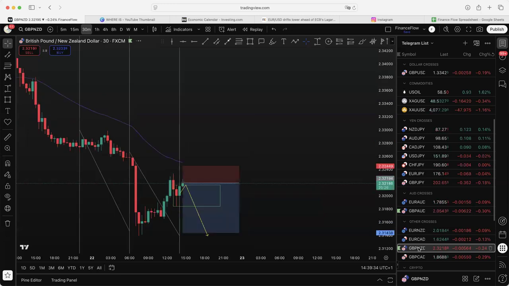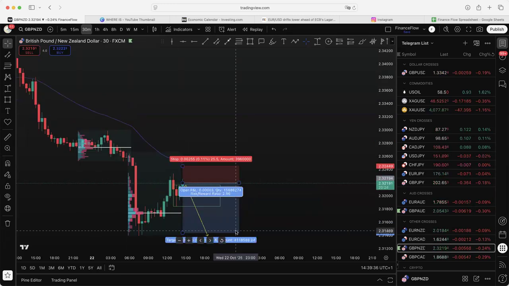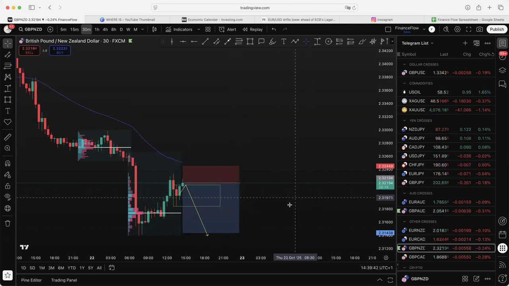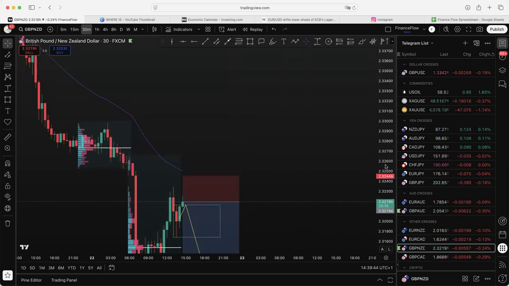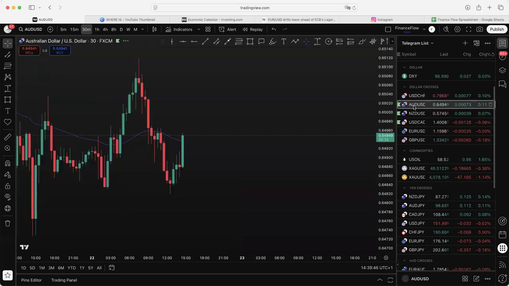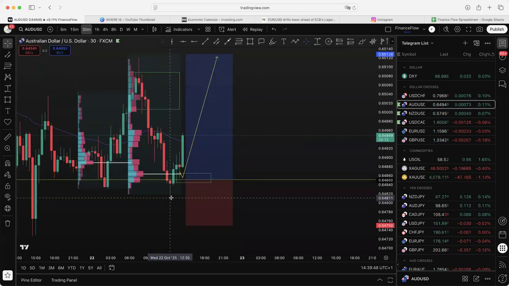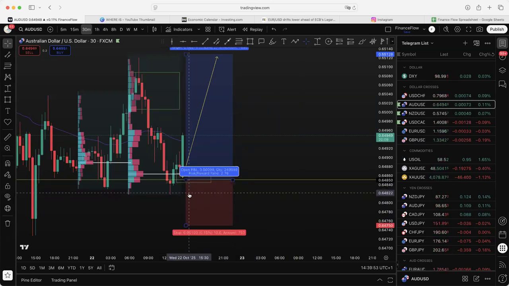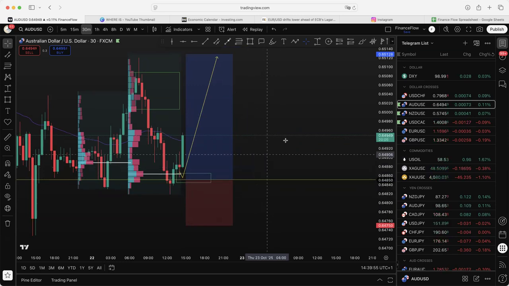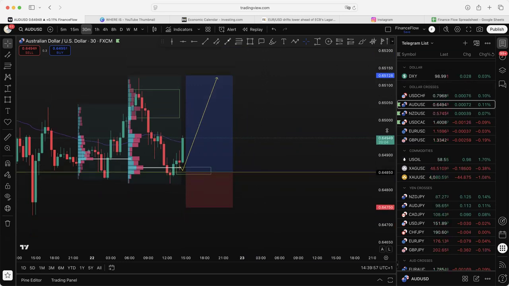Look at this, working out very nicely. We've got GBP NZD in a little bit of profit, and then we've obviously got GBP AUD coming down very, very nicely. So let's wait and see. Obviously, the other one we had was AUD USD. Look at this. Perfect. Wow. Reaction to a T. That's what we like.